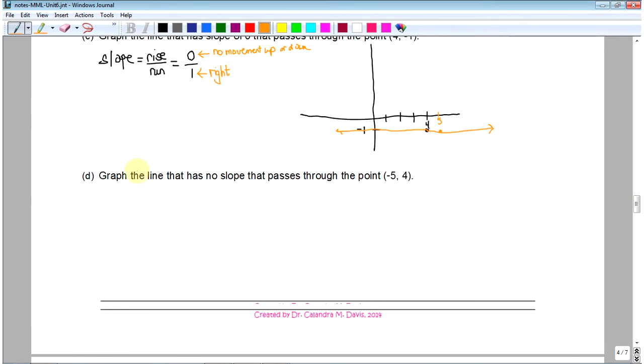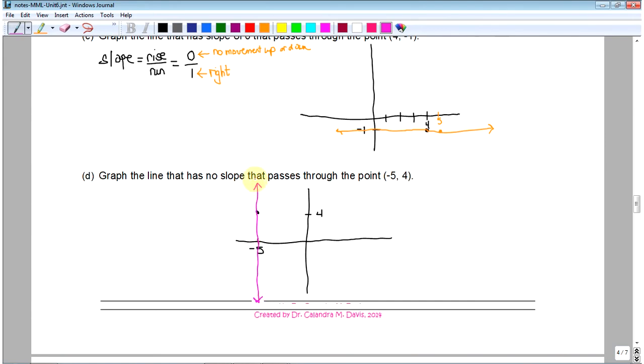Okay, our last example. Graph the line that has no slope that passes through the point (-5, 4). So again, you may remember this special case. We don't have 0 slope. No slope means that we end up with a vertical line. So we would just construct our vertical line going through our x value of -5, and that would be it.